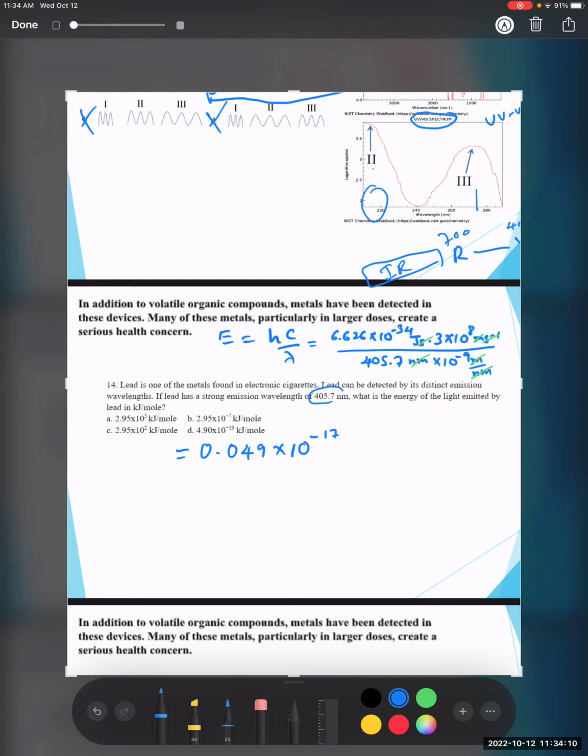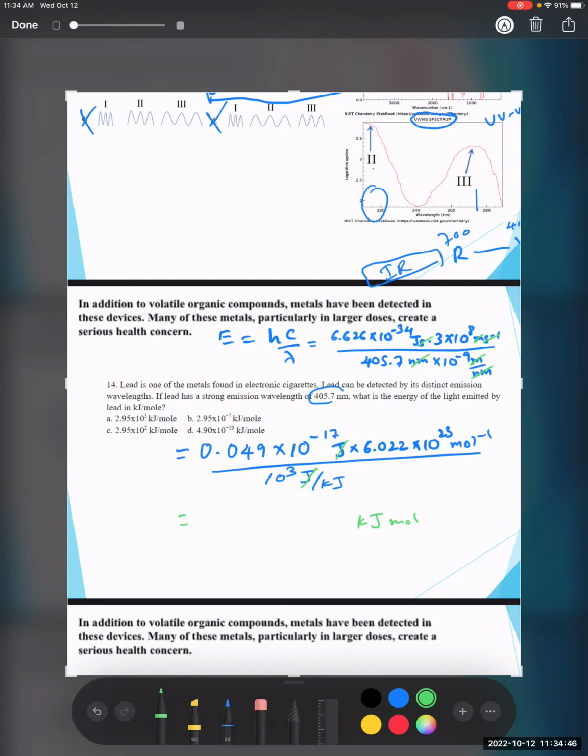But they're asking for the energy of 1 mole of photons. To do that, this is in joules, you multiply this by Avogadro's number, which is 6.022 times 10 to the power of 23, because that's how many photons you have in a mole, and divide this by 1000, or 10 to the power of 3, because that's how many joules we have in a kilojoule. Now you see that joules cancel out, and you're going to get the answer in kilojoules per mole.